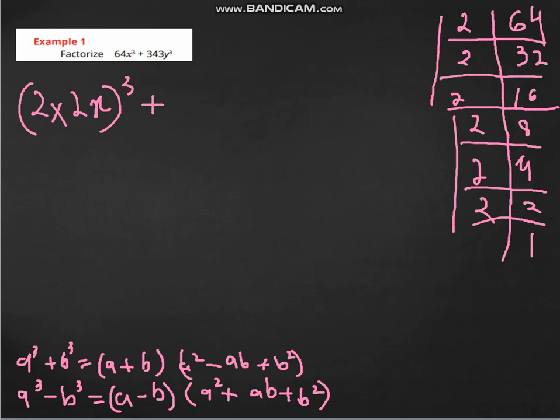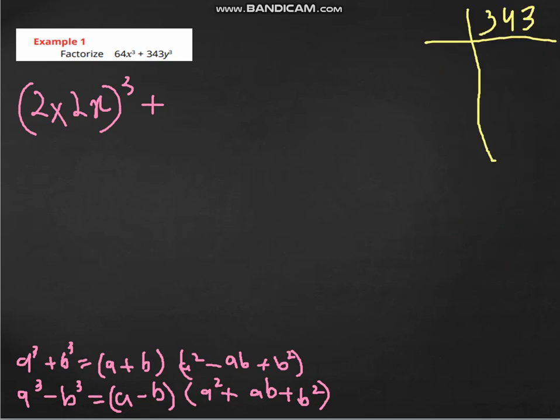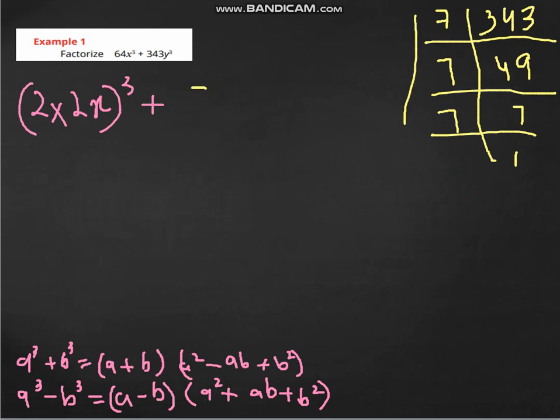Plus, now what is the cube root of 343? Let's find out. Okay, 7 times 49 is 343, 7 times 7 is 49, and 1 times 7. So we have one set of 7, which means 7y whole cube. So 4x will be a, and 7y will be b.